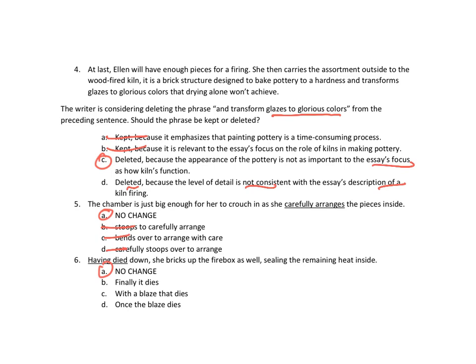Number 6, two words, knocking those out. Yes, B is 3 words, but it's kind of close, so I am going to read those two. Having died down, finally it dies. I'm going to need the rest of the sentence for this. She picks up the brick firebox as well, sealing the remaining heat inside. Well, if I do finally it dies, this part doesn't really flow, okay? The end of the sentence. So I'm going to choose no change, A.